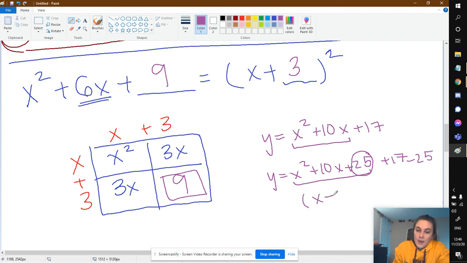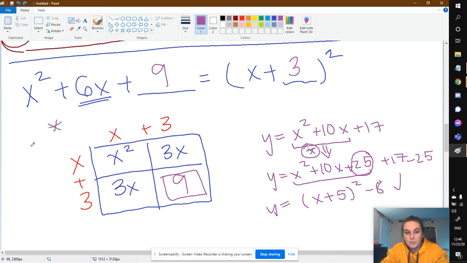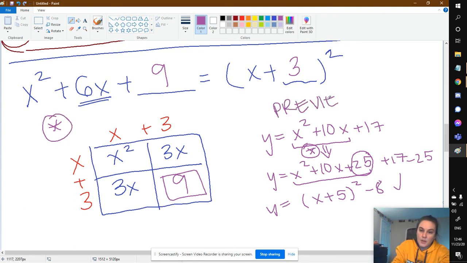We're going to factor this into this part, and then we're going to say 17 minus 25 is 8. And then all of a sudden we'll have our vertex form. But the completing the square step, this step right here, is what we're practicing on this assignment. This is, again, a preview. Don't worry if that was too fast or if it didn't make sense. We'll definitely spend more time on it.